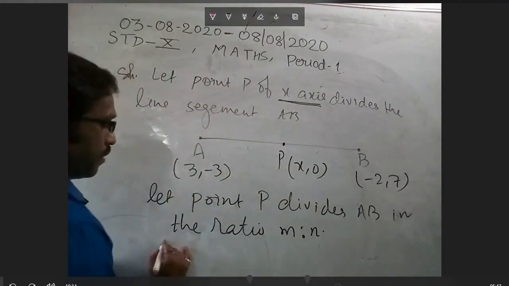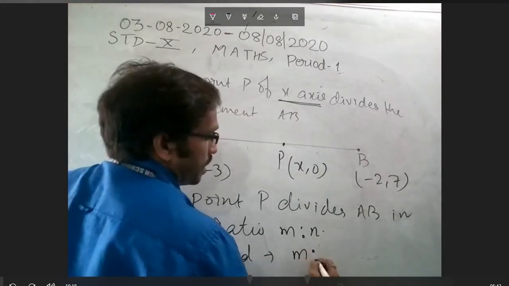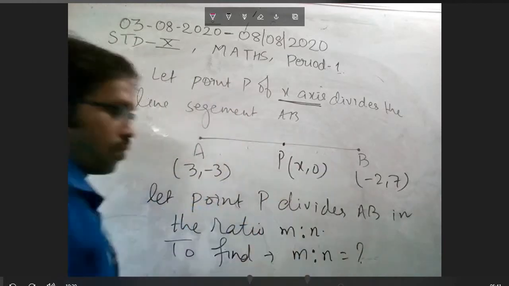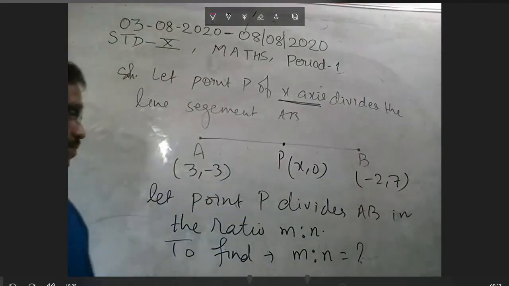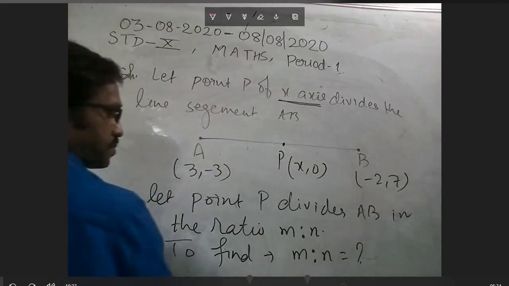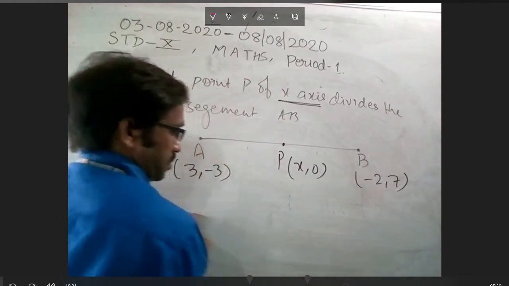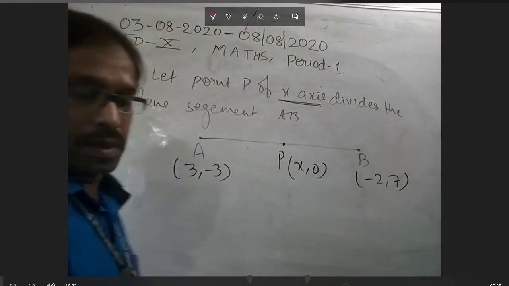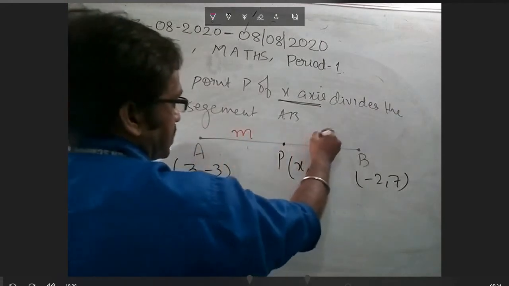Don't forget it. Okay, if you stick to the basics, all your problems will be solved. What do you have to find? We have to find m by n is equal to what? What is the m is to n ratio? So let us write that on the line also. AP is equal to m, PB is equal to n, and I have to find that only.